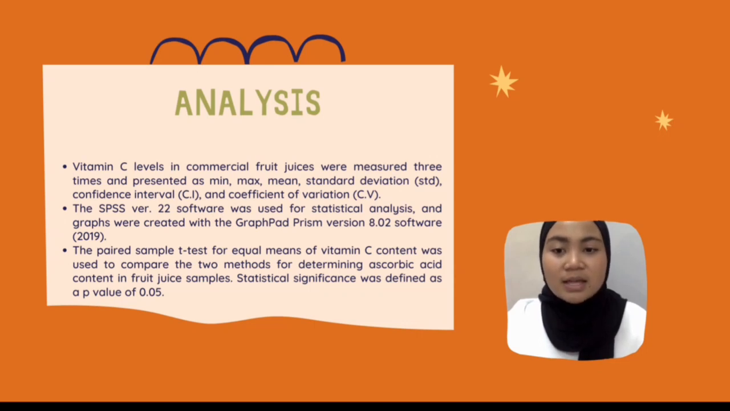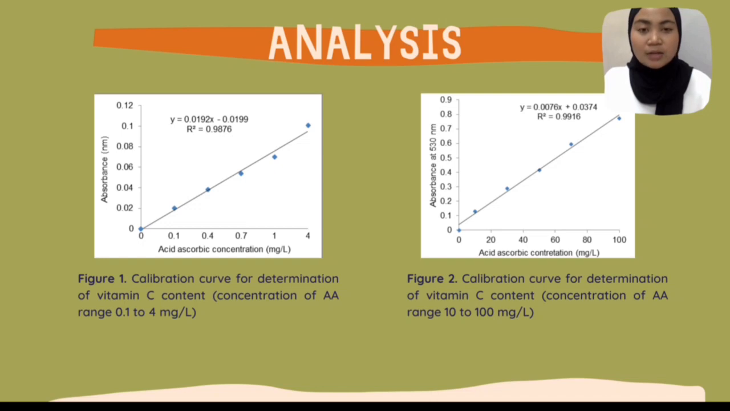Statistical significance was defined as a p-value of 0.05. These are two calibration curves for determination of vitamin C content with different concentrations. Figure 1 is the calibration curve for determination of vitamin C content with concentration of AA range 0.1 to 24 mg per liter. Figure 2 is the calibration curve with concentration of AA range 10 to 100 mg per liter.